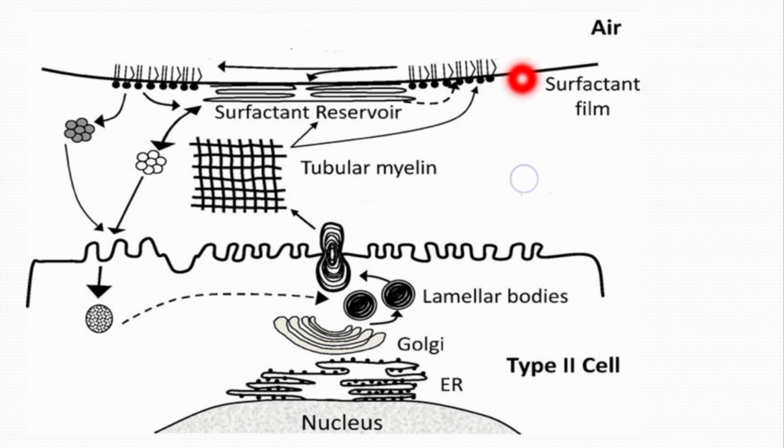In this manner, the film is spread in such a way that the hydrophilic ends of the phospholipid molecules face towards the water or fluid, and their hydrophobic ends face towards the air of the alveolus. Here you can also see that some part of the surfactant is also recycled. So, this is the mechanism of secretion of surfactant.